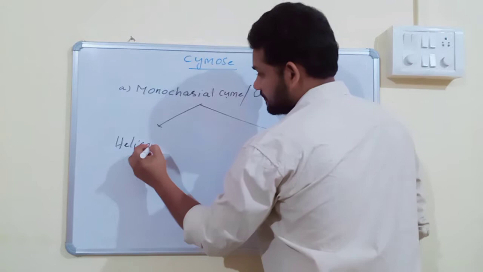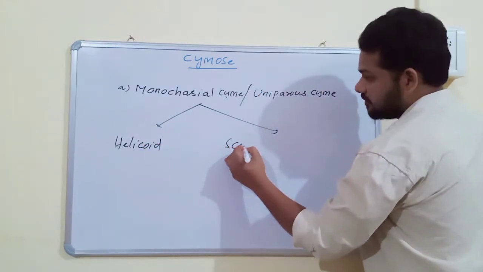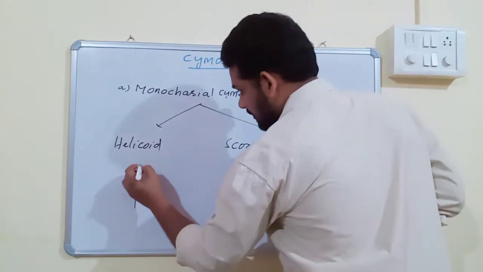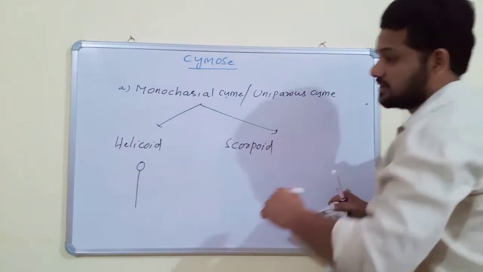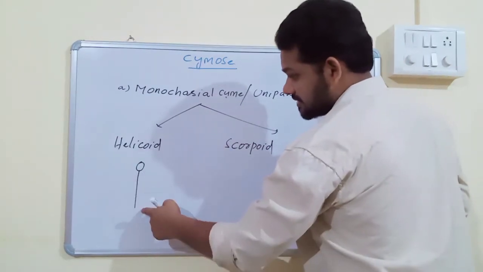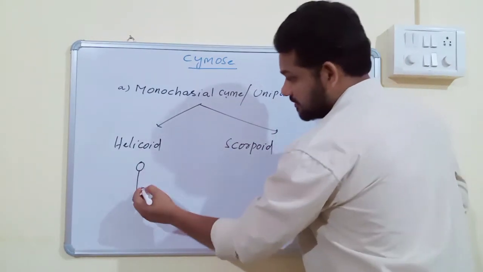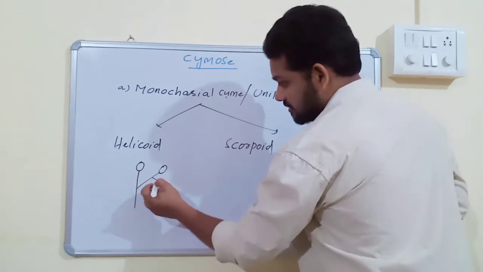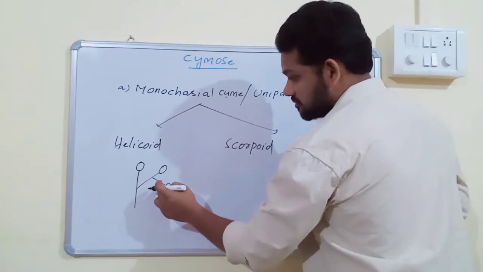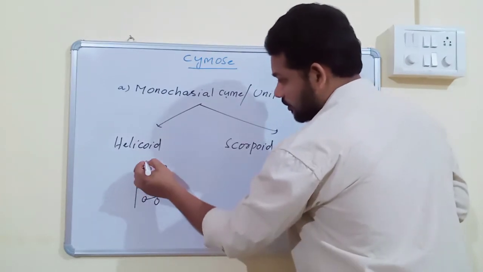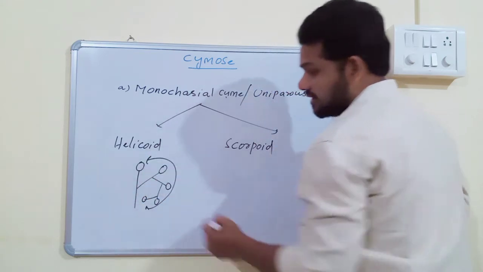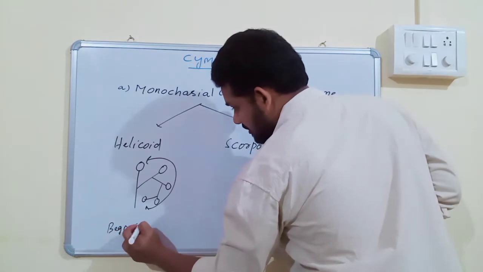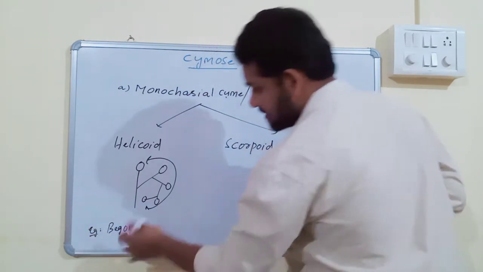The first is the helicoid type and the second is the scorpioid type. In helicoid type, all the flowers are borne on one side. This is the main peduncle or mother axis. The tip of the mother axis terminates with a flower and produces a branch, and that branch also terminates with a flower and produces branches in the same pattern. All the flowers are borne on one side, and this kind of inflorescence is usually found in begonia.